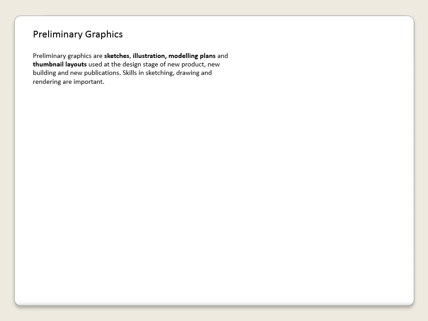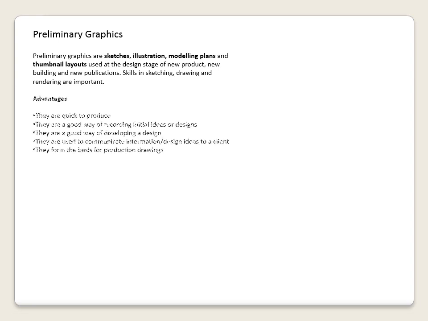Preliminary graphics are sketches, illustrations, modelling plans, thumbnail layouts used in the design stage of a new product, new building, and new publications. Skills in sketching, drawing, and rendering are very important at this stage. There are a number of advantages in doing preliminary graphics. They are quick to produce. They are a good way of recording initial ideas or designs. They are a good way of developing a design. They are used to communicate information, design ideas to a client, and they form the basis for production drawings.